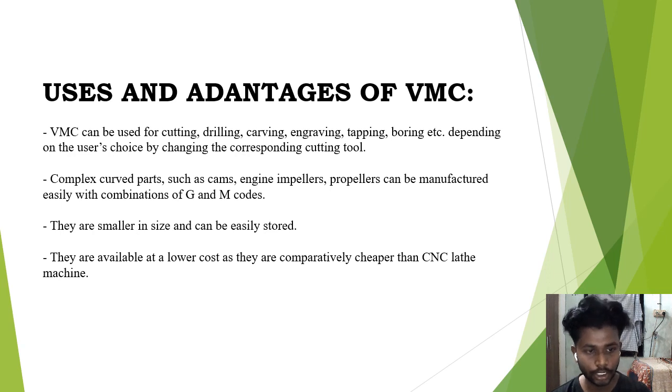These vertical milling centers are smaller in size and can be stored in a simple small room. They don't occupy much space. They are also comparatively cheaper than other CNC machines like the CNC lathe. A CNC lathe initially starts at a price of around 6 or 7 lakhs. Compared to that, a vertical milling center is way cheaper.